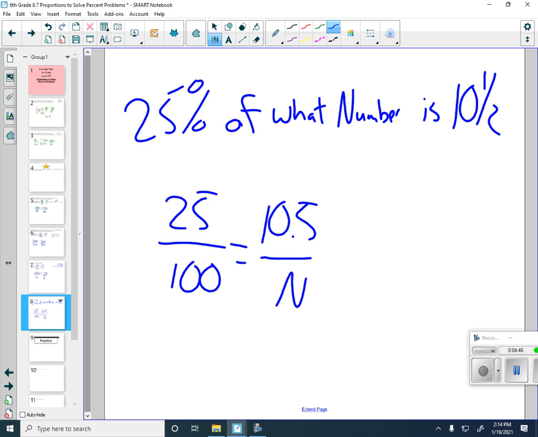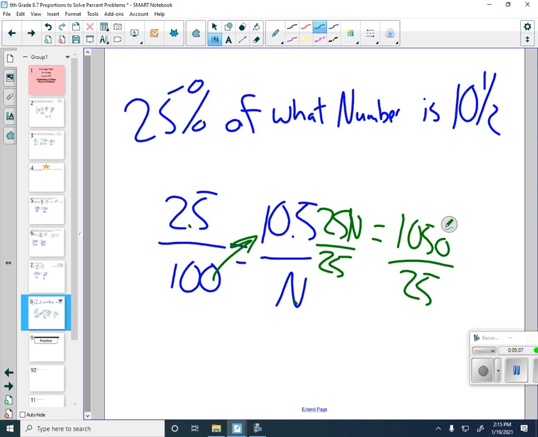Well, if we multiply, what is 10.5 times 100? 10.5 times 100 equals, cross multiply, I have 1,050 and I have 25n. Well, I'll divide this by 25. 1,050 divided by 25 gives me a nice answer of 42 for an answer.